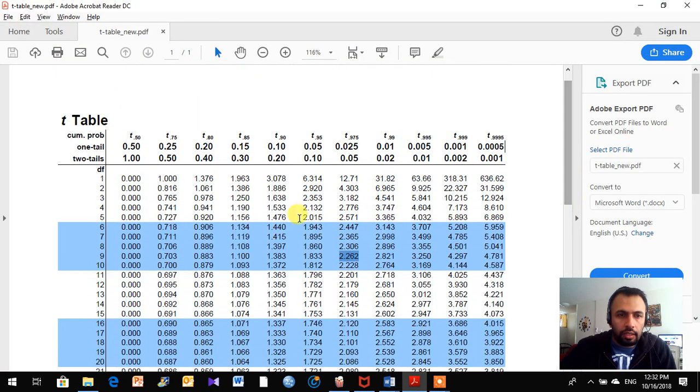So you can find this table directly from Google. Just simply type t table and normally this table will come up.